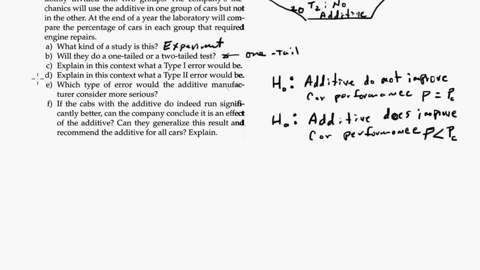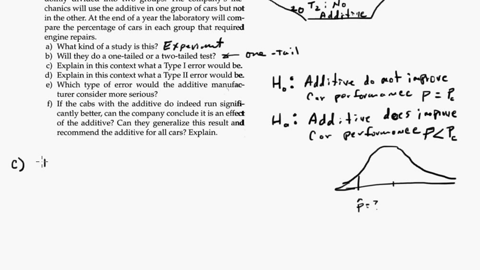So now let's look at problem C. By the way, if we did this, this would be one tail, and it would be to the left, right? Because it's less than, it would be to the left. We would be curious to know if the number of repairs were less than what we expect. Okay, so what is a type 1 error?